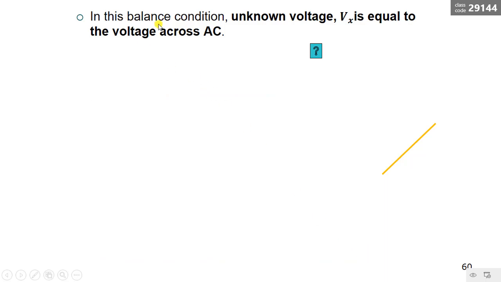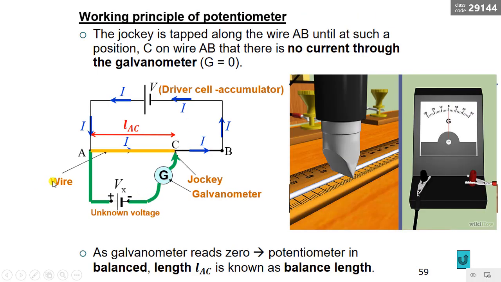So in this balance condition, the unknown voltage Vx is equal to the voltage across AC. Vx will equal VAC. Ni ya, kita refer balik kepada circuit ni. So at this balance length, we find that the unknown voltage Vx will equal the voltage across point A to C on the wire.